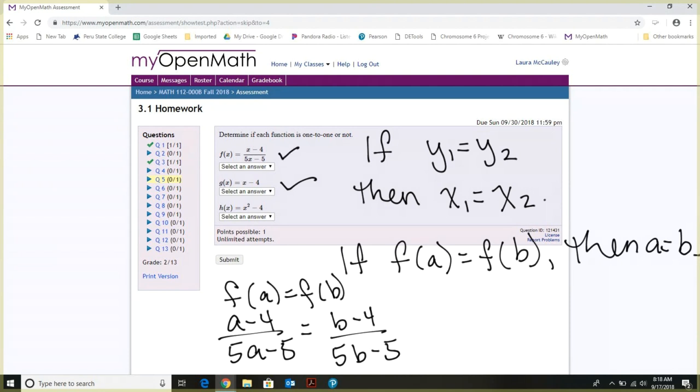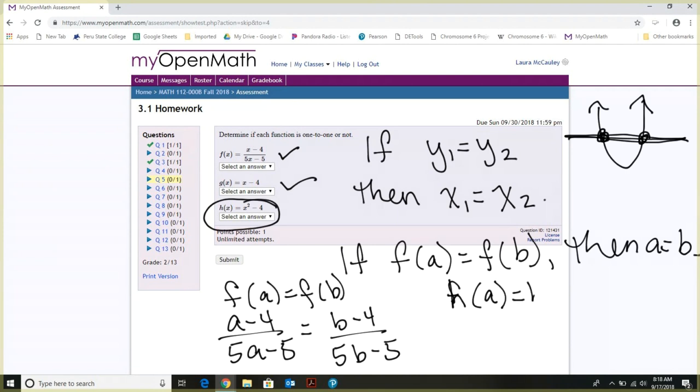The main places that we see problems are with things like parabolas, because a parabola looks like this. Notice that this y value has two different x's it came from. That's no good. So if you look at this last one, let's say h of A is equal to h of B. That would mean that a squared minus 4 is equal to b squared minus 4. Now notice that means a squared equals b squared.